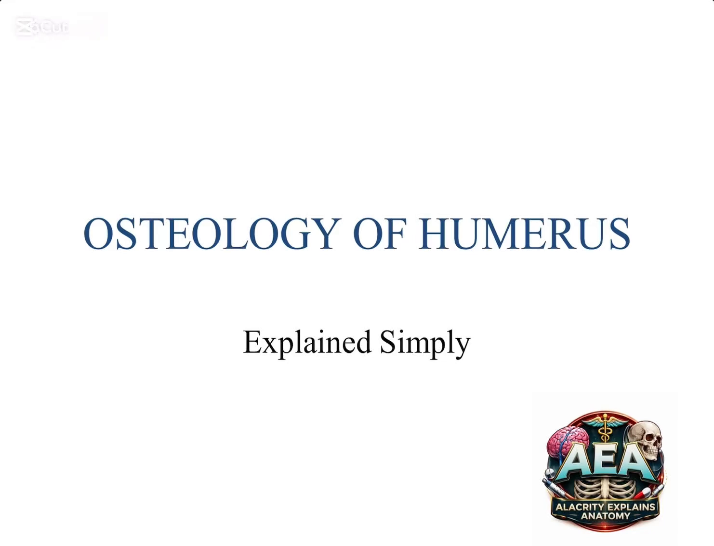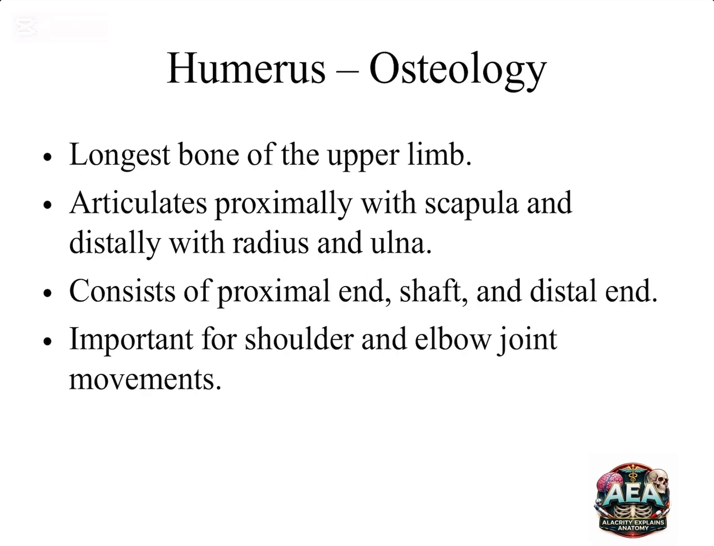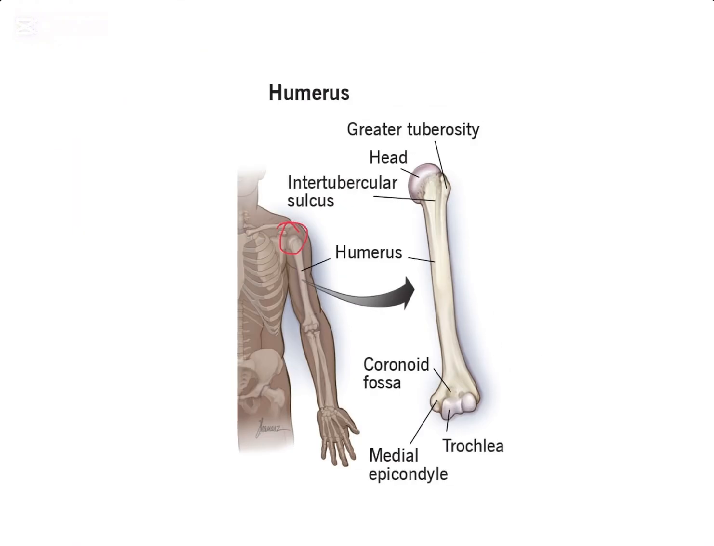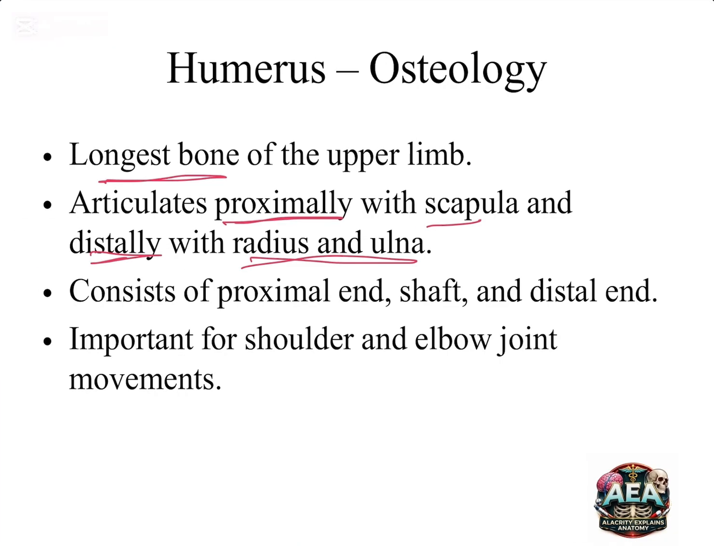Today we're going to be looking at the osteology of the humerus. The humerus is the longest bone of the upper limb. Proximally, it articulates with the scapula, and distally, it articulates with the radius and ulna, which are the bones of the forearm.